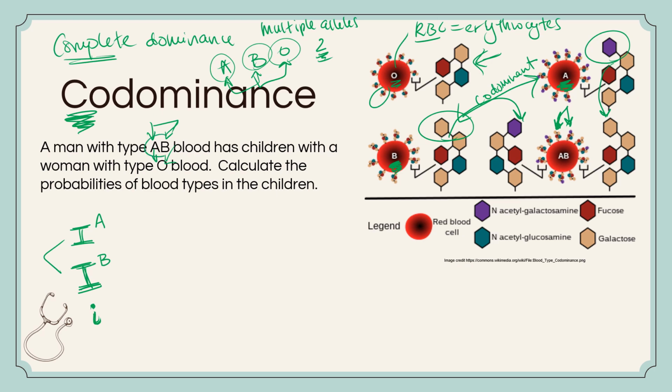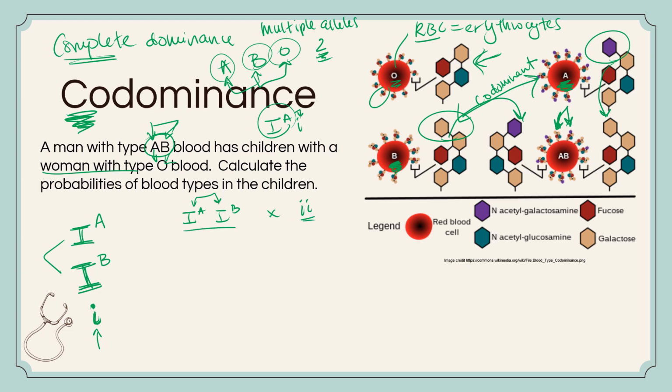So let's say that I've got a man with type AB blood. That means that his genotype is I^A I^B, because he has codominant alleles, A's and B's. The woman has type O blood. To get type O, you can only have the recessive alleles, so her genotype must be little i little i. Because if she was, let's say, I^A little i, she would have type A blood, because A is dominant to O. So to have type O blood, you must be homozygous recessive.